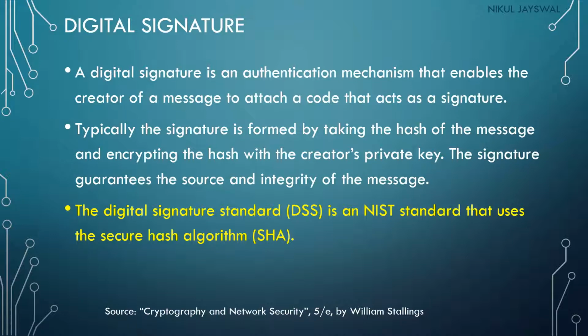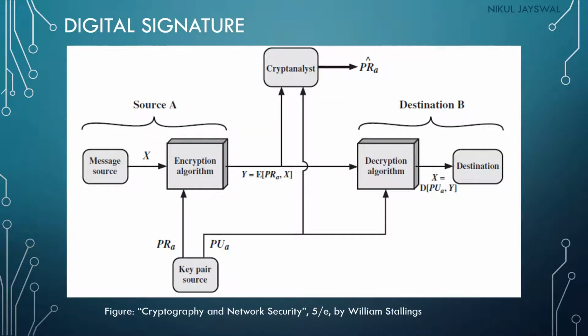So the digital signature standard uses the secure hash algorithm to calculate the hash value, and that hash value will be encrypted with the sender's private key. So this is the basic block diagram of the digital signature.